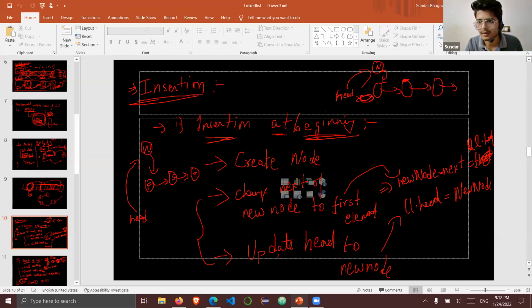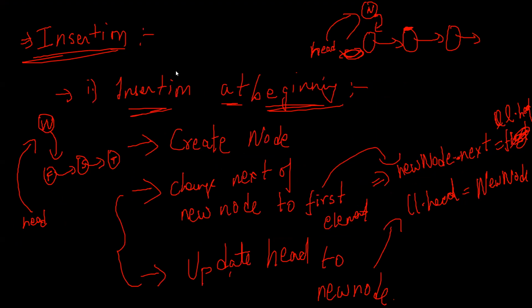Let me pin and close the video for a better view. Okay, perfect. Can you guys see the PowerPoint and the insertion slide? We have 3 insertions and 3 deletions, right? First, insertion at the beginning. What should we do? We have a head and a linked list like this.